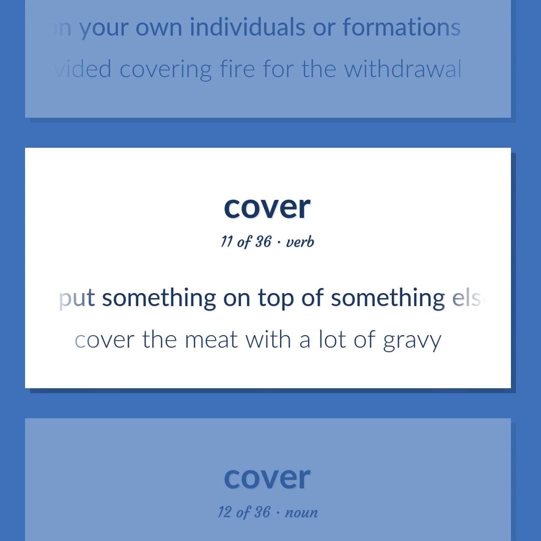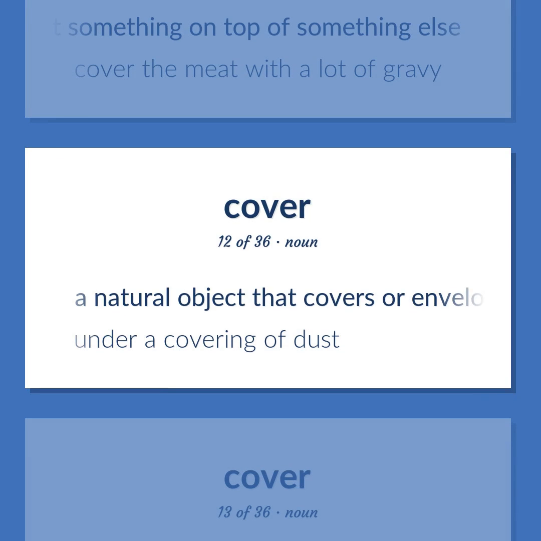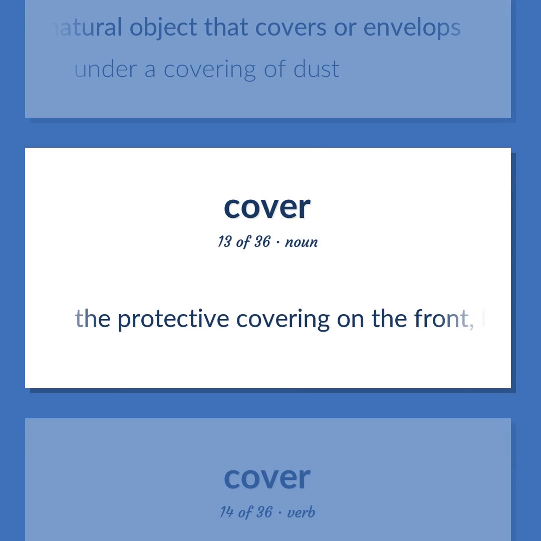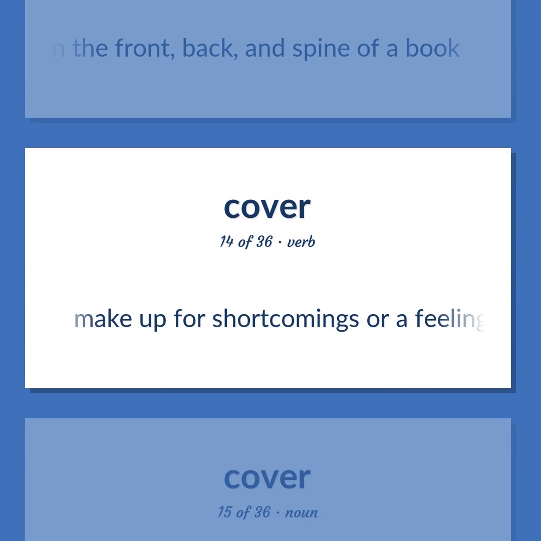Put something on top of something else. Cover the meat with a lot of gravy. A natural object that covers or envelops. Under a covering of dust. The protective covering on the front, back, and spine of a book. Make up for shortcomings or a feeling of inferiority by exaggerating good qualities.